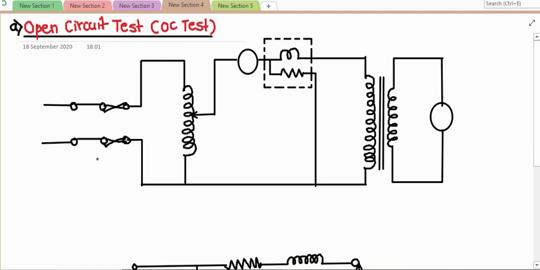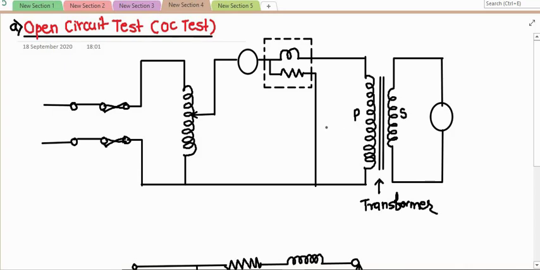Here I have drawn the experimental circuit diagram for carrying out the open circuit test on the transformer. This one is your transformer. This is a step down transformer on which I am going to perform the open circuit test. This is the primary of the transformer and this is the secondary of the transformer. As the secondary turns are less than the primary turns, this transformer is a step down transformer.